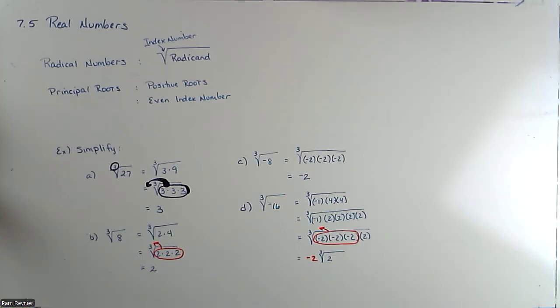So that index number tells us how many have to come out. If the index number is odd, and I could do the same thing with the 5th root or the 7th root, if the index number is odd, you can have negatives.